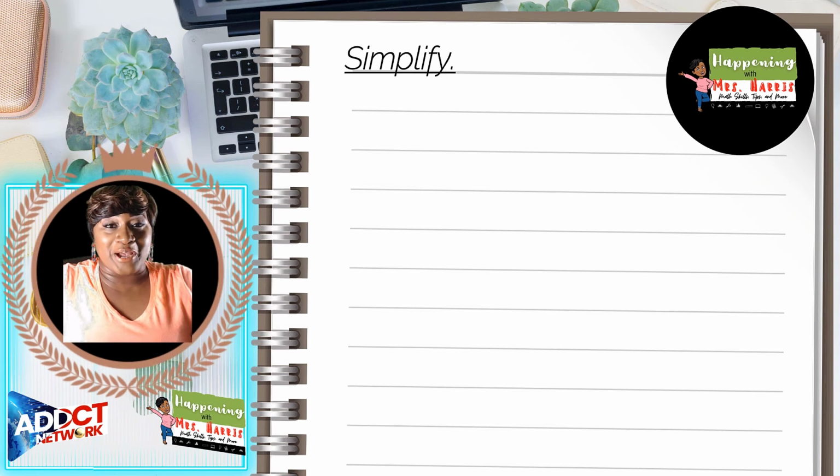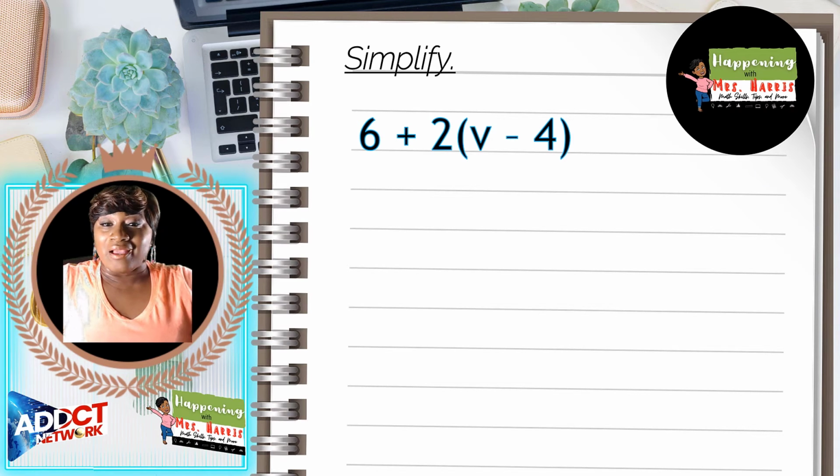Here's our next example. Simplify. 6 plus 2 times the difference of v minus 4. Take your time and let's try it. Here we go.